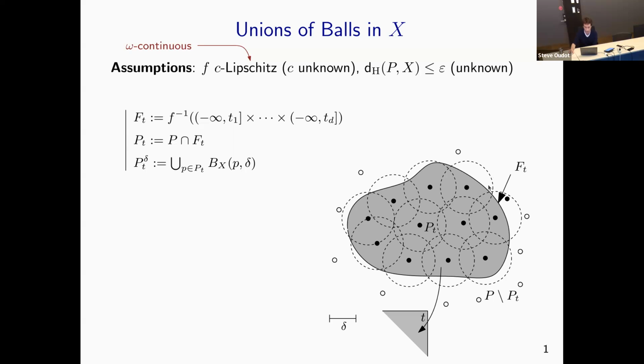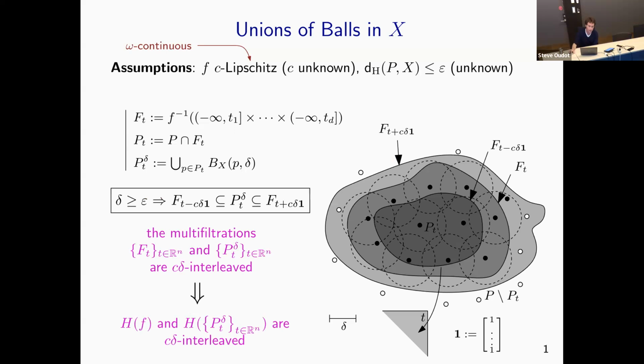So here's in this example what this union of goals would look like. The goals are in dashed lines. And as you can see, the union of goals is not included in the sublevel set, and the sublevel set is not included in the union of goals in general. But it's not far from being the case.